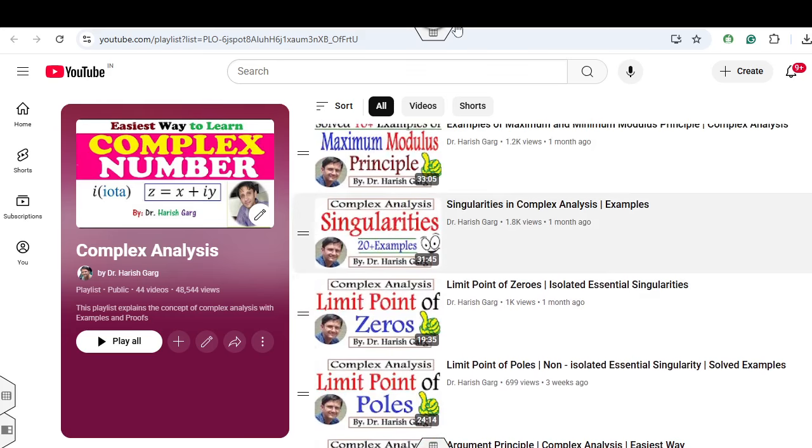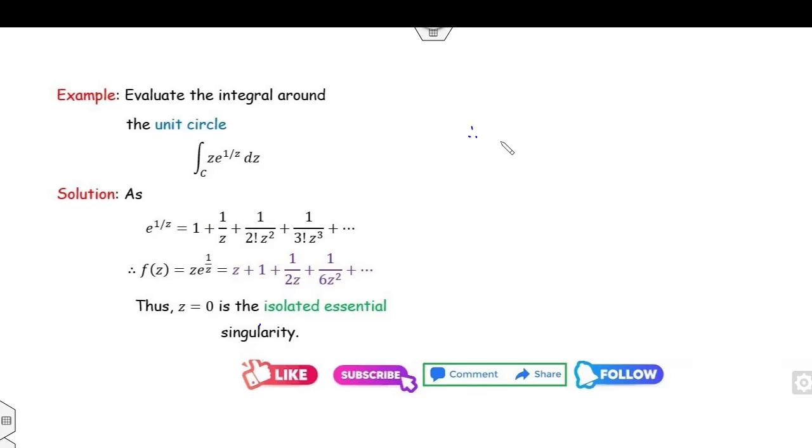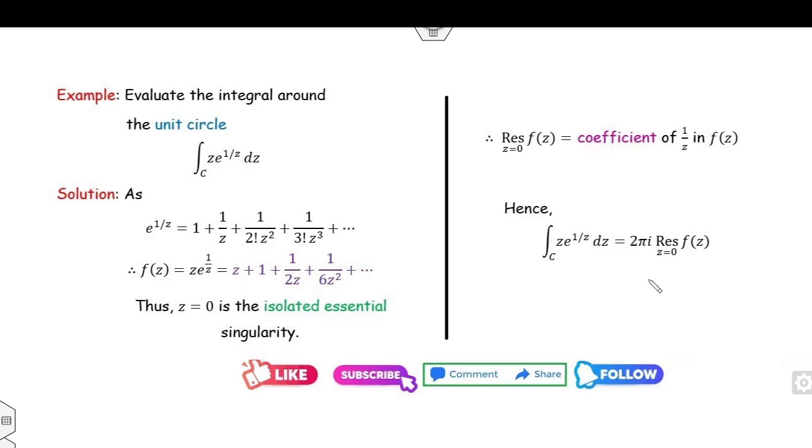You can see the singularity lecture of complex analysis. Therefore, z equal to 0 is the only singularity. So by using the residue theorem, 2 pi iota times the residue, and the residue is the coefficient of 1 over z. Can you find the coefficient of 1 over z? The coefficient of 1 over z is half. Therefore, you can substitute the value. You will get pi iota as the correct answer.